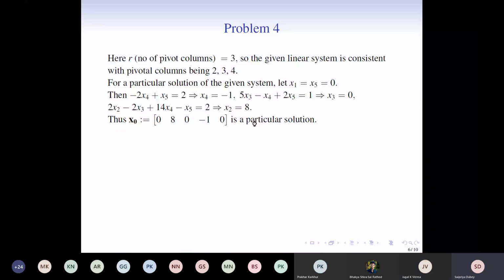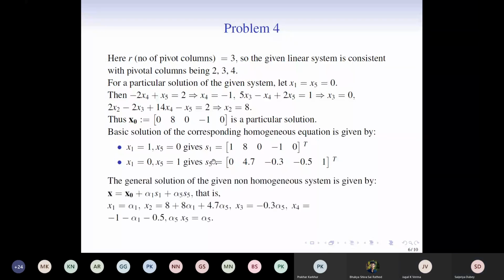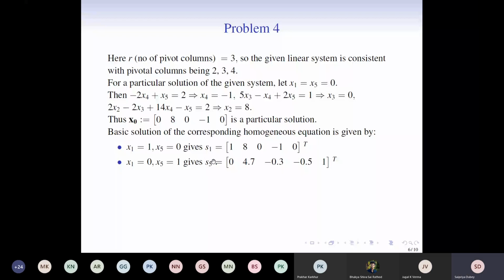Now the basic solution of the corresponding homogeneous equation is given by this. So what do we do? There are two variables corresponding to non-pivotal elements, x1 and x5. So we can substitute x1 to be 1, x5 to be 0. So this gives us the solution.